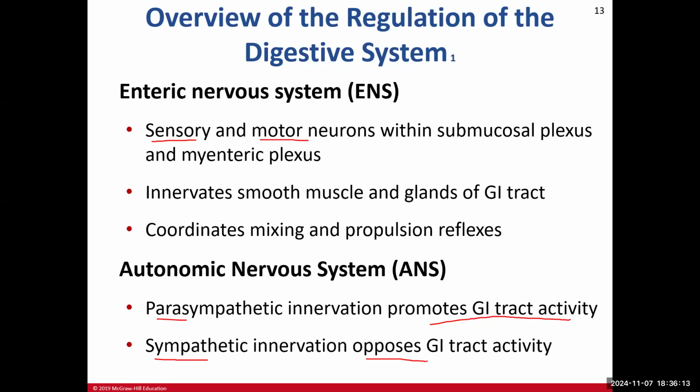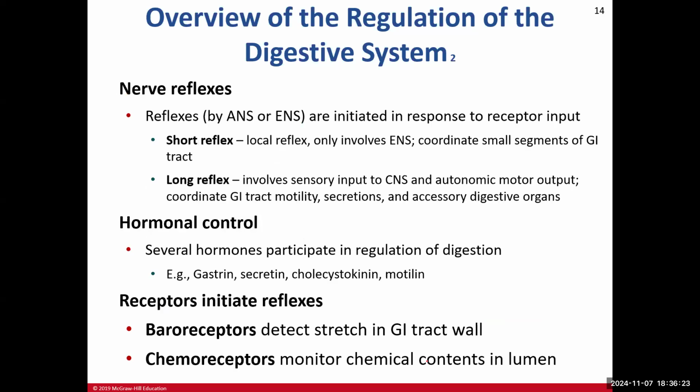Why do we not want blood going to the digestive tract when you're running? Yeah, you need it to the metabolically active tissues. Yeah. All right. So we'll see all that happening here. Okay. So, like I said, I want you to really think of the digestive, the GI tract, as one big reflex. One big reflex.